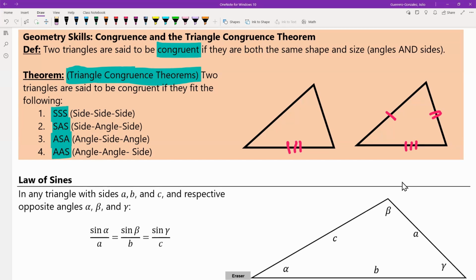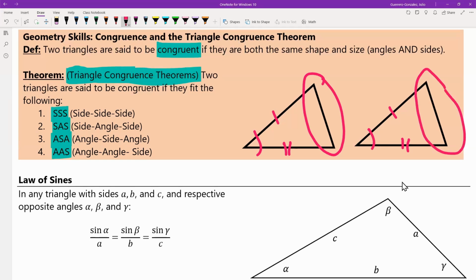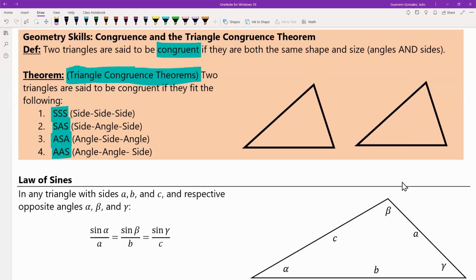Let me do another one. Suppose I had side, angle, side, and that's the same as side, angle, side. Then that means this missing side on both of the triangles, there's no possible way they can't be the same. Hopefully you guys sort of remember how this works.